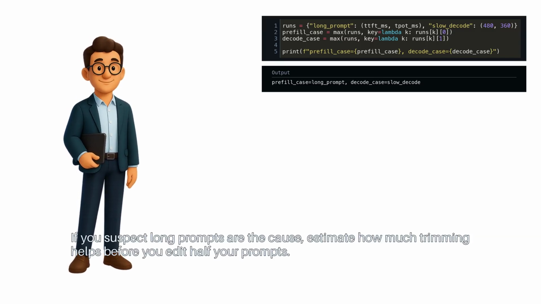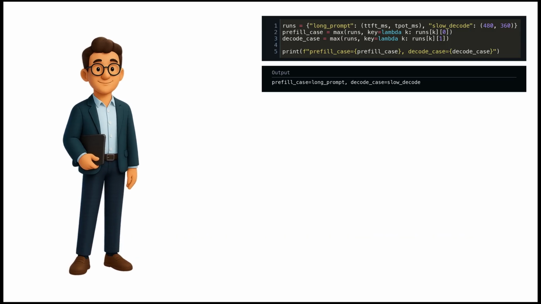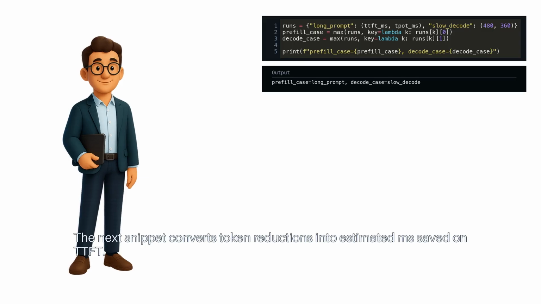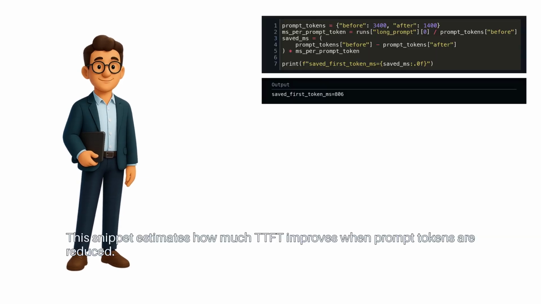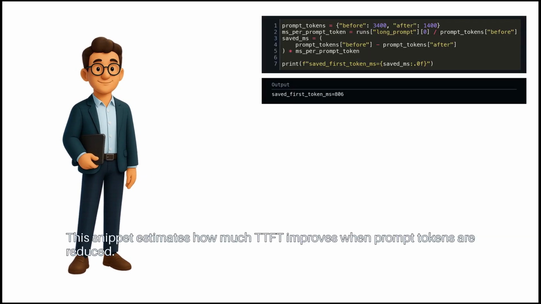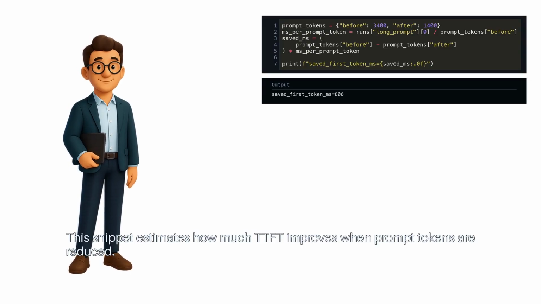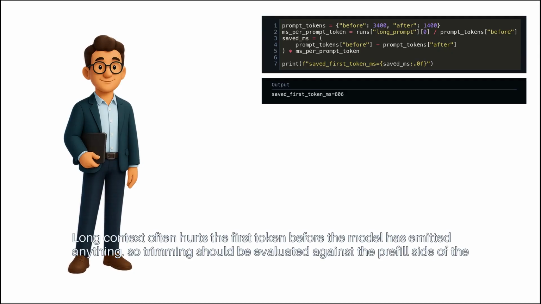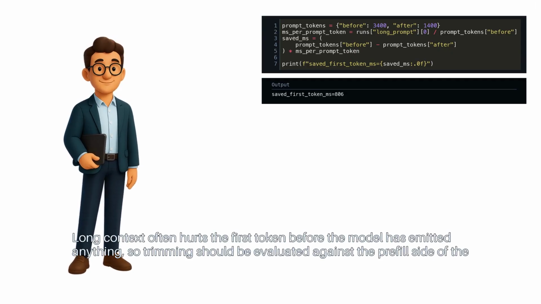If you suspect long prompts are the cause, estimate how much trimming helps before you edit half your prompts. The next snippet converts token reductions into estimated MS saved on TTFT. This snippet estimates how much TTFT improves when prompt tokens are reduced. Long context often hurts the first token before the model has emitted anything, so trimming should be evaluated against the prefill side of the trace.